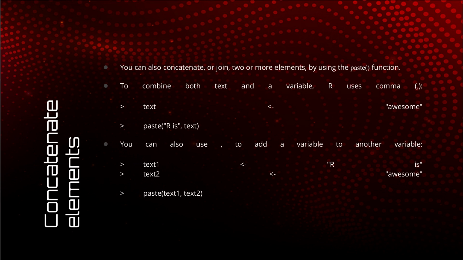Now one special thing that you can do in R is that you can combine two values using the paste function. You can use this to combine two literal values, a variable with a literal value, and two variable values also.